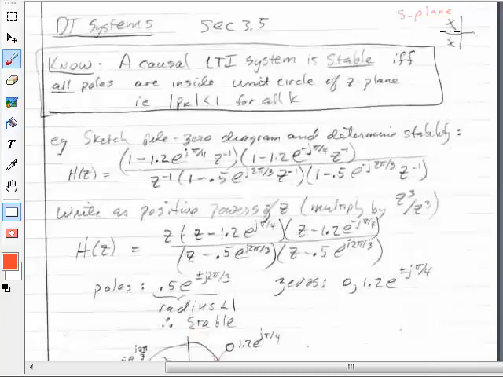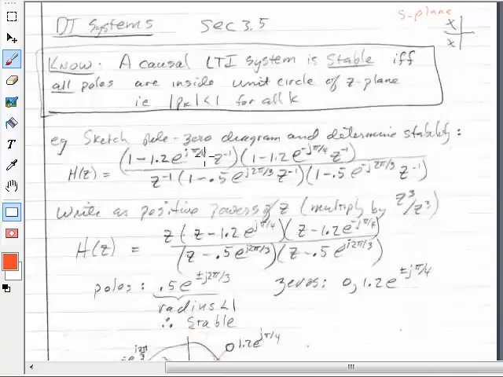The condition for discrete time systems is somewhat different. They still have to be located in a region, but now the region isn't a left half plane, it's the interior of the circle. Here's the rule. A causal, linear time invariant system is stable if and only if all the poles lie inside a unit circle on the z-plane. In polar coordinates, that means that the radius of all the poles has to be less than 1. If even a single pole lies outside the circle or on the circle, that's an unstable system.